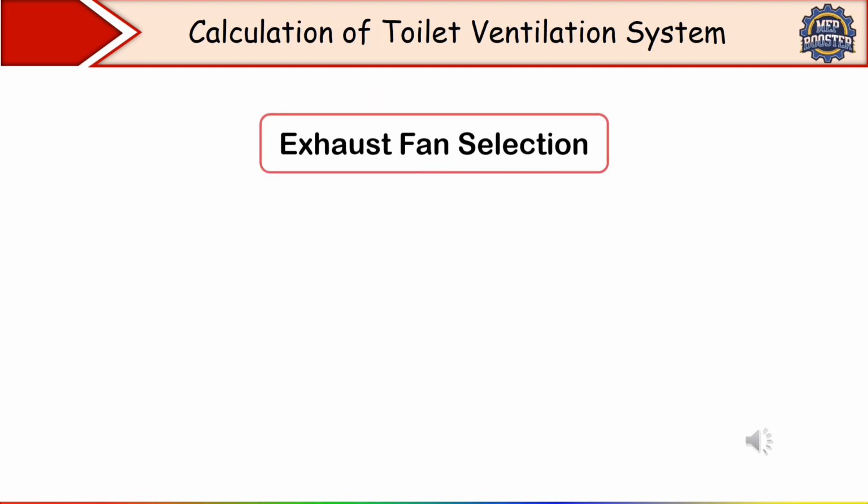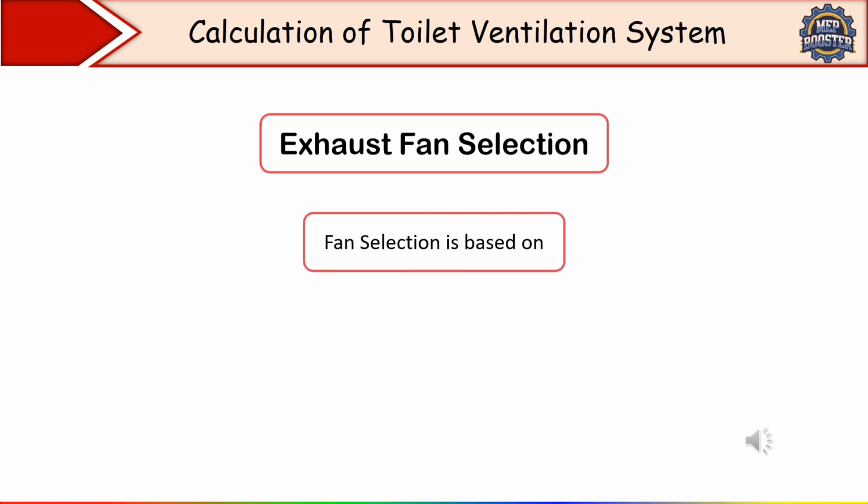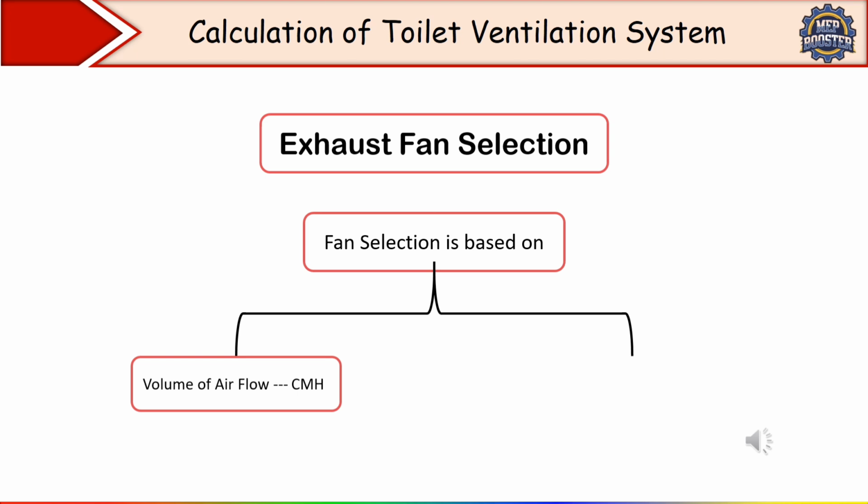Now see how to do the exhaust fan selection. Remember, fan selection is based on what? Here we have two methods for selection of exhaust fan. First, volume of airflow. We have to calculate the volume of airflow in cmh, cubic meter per hour. When you calculate the airflow in this unit, with the help of the catalog you will get the model of that fan, the size, throw value, all these things. This is our first method for the selection of exhaust fan. The second method is what? Static pressure. We have to calculate the static pressure.